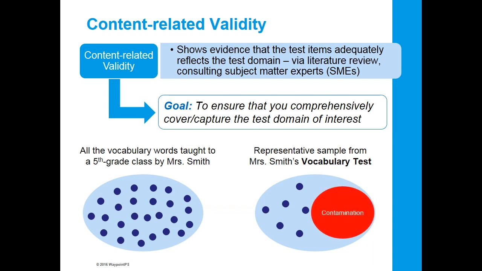Unlike deficiency, here I have an example of what's called contamination. If you take a look at the white dots on the right-hand side there, these represent items that were not taught in Mrs. Smith's class. So these represent items that the students would not be expected to know. And when you have extra items that really don't belong in the test, then you have something called contamination, and it would reduce the validity of the test.